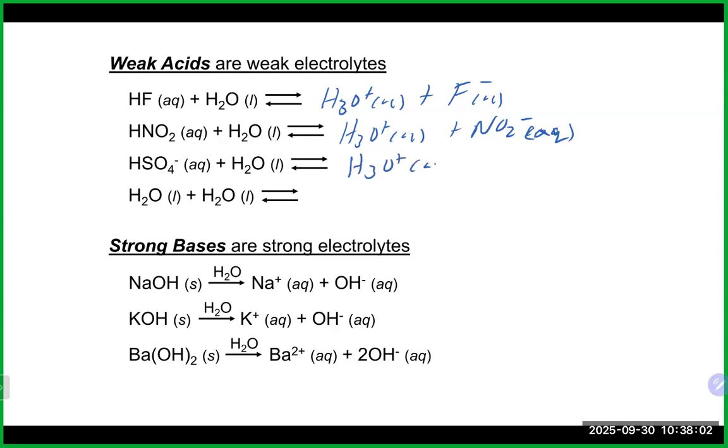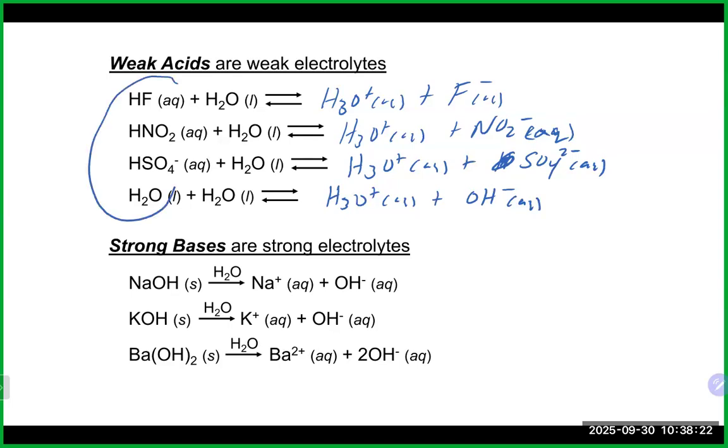H3O plus and sulfate. And H3O plus and hydroxide. So unlike the previous one, this is mainly what you're going to have. You'll have a little of these guys. So again, still able to produce some H3O plus or H plus in solution, but nowhere near what a strong acid can do. Bases as well are strong bases and also weak bases.